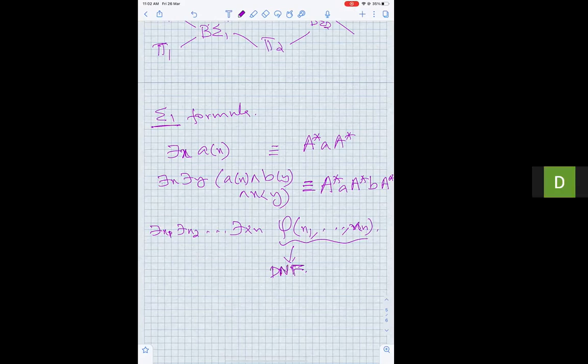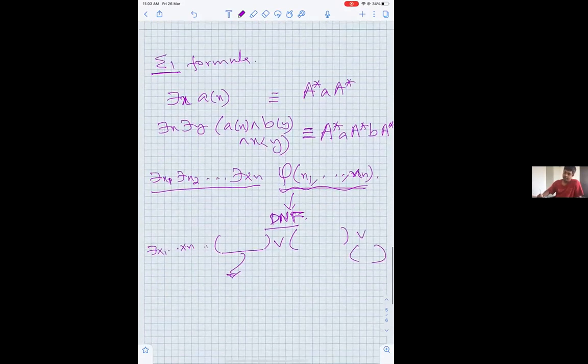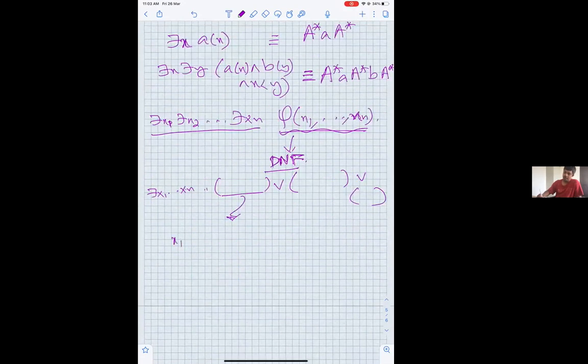Disjunctions of conjunctions. Yeah, disjunction of conjunctions. So now let's look at what this formula says if it is in DNF. It is going to say that there exists x1 up to xn. Then it is going to say that either this or this or this. Now each of these will be like x1 less than x2 less than x3 less than xn.